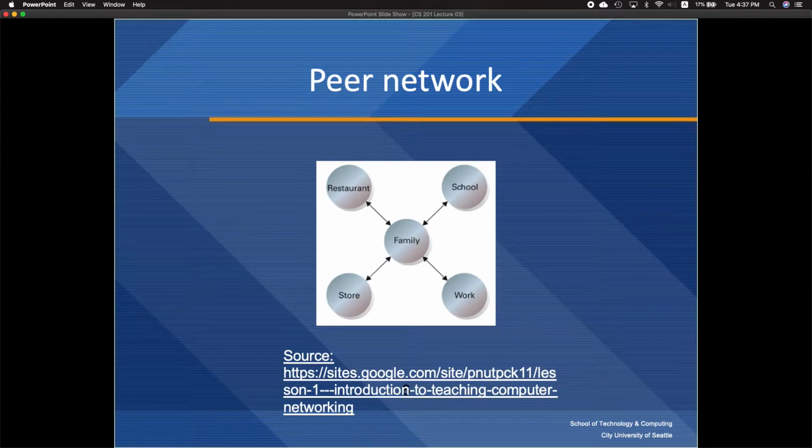Also, we can have a peer network where, let's say, your family is one node or a peer that can connect to the school, and the family is also connected to work. The family is also connected to the store and the restaurant, right?